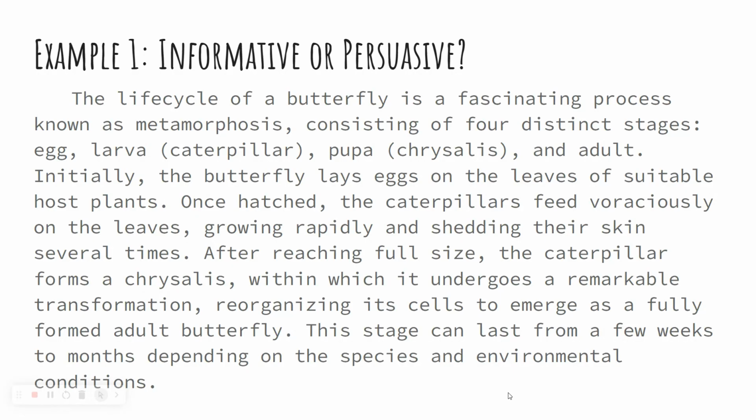After reaching full size, the caterpillar forms a chrysalis, within which it undergoes a remarkable transformation, reorganizing its cells to emerge as a fully formed adult butterfly. This stage can last from a few weeks to months, depending on the species and environmental conditions. So that's very much factual. There's a couple places, like when they say it's a fascinating process, that's technically an opinion.